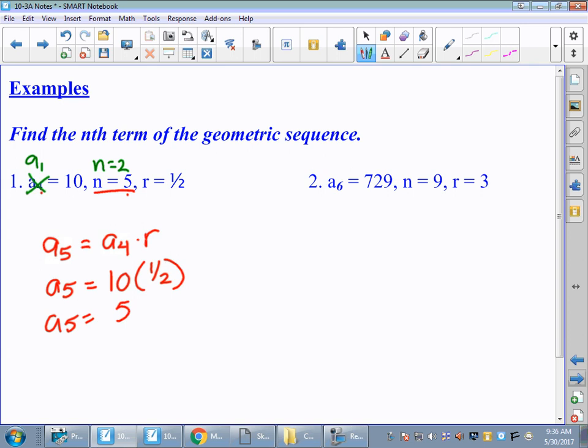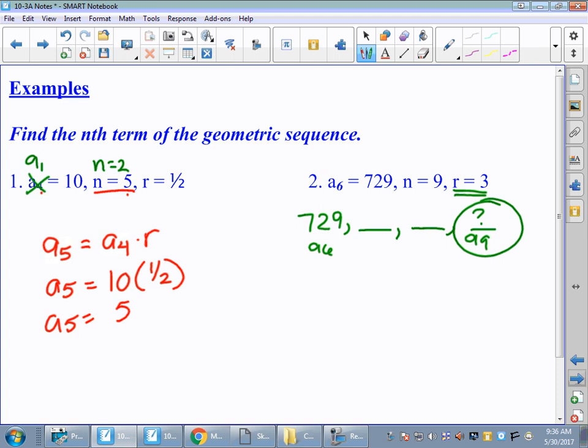They give us the sixth term is 729, and they want us to find the ninth term. So I have 729 is the sixth. That's a sub 6. Here's a sub 7, 8, and here's a sub 9. I really don't want to have to find the other terms in between. I just want the ninth term. And so we know that the common ratio is timesing by 3.